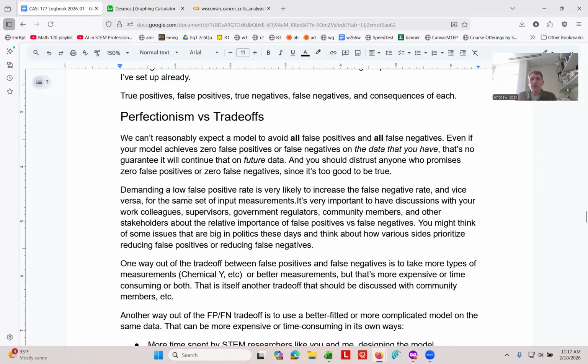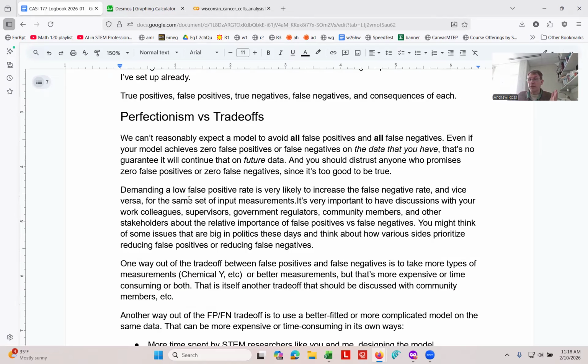Demanding a low false positive rate is very likely to increase the false negative rate, and vice versa, for the same set of input measurements. So we should have discussions with work colleagues, supervisors, government regulators, community members, and other stakeholders about the relative importance of false positives and false negatives. You might think about some of the issues that are just big in politics in the nation and the world these days, and think about how the various sides prioritize reducing false positives or reducing false negatives.